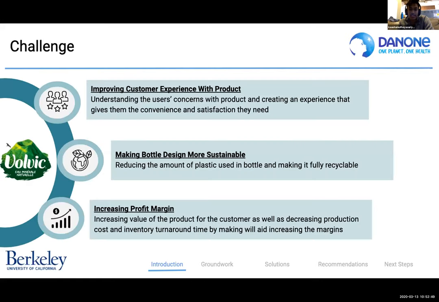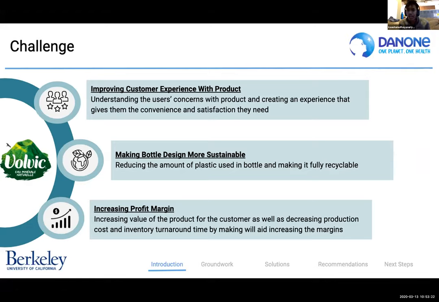So moving on to the next slide, this is the challenge. Volvic is a mineral water product under Danone, and they want us to focus on that product. In regards to that product, there are 3 things that they want us to address. First is, how do we improve the customer experience and interaction with the product? Second is, how do we make the bottle design more sustainable? And this could come in regards to trying to move the product away from plastic and make it more recyclable or even more compostable in the future.